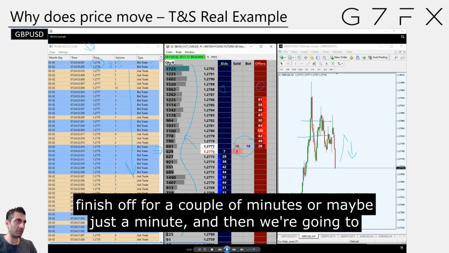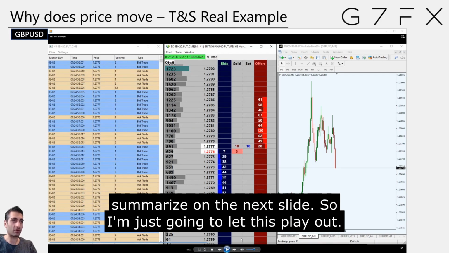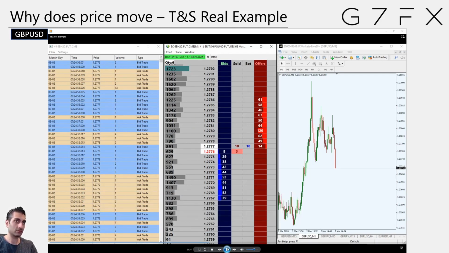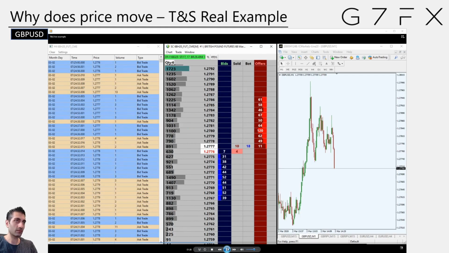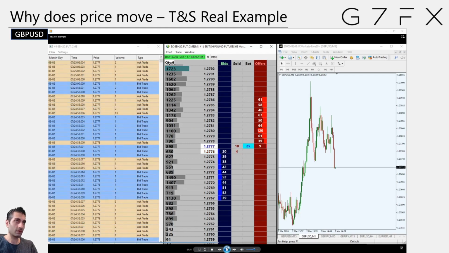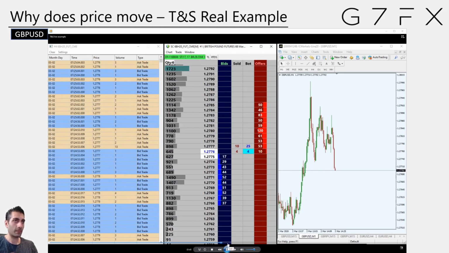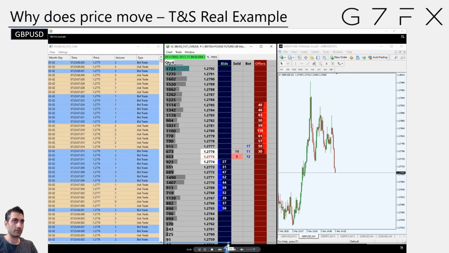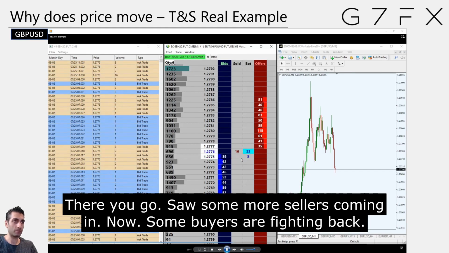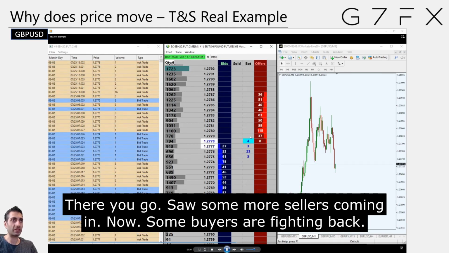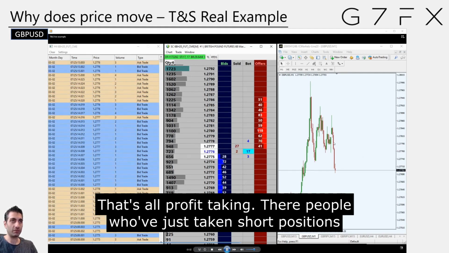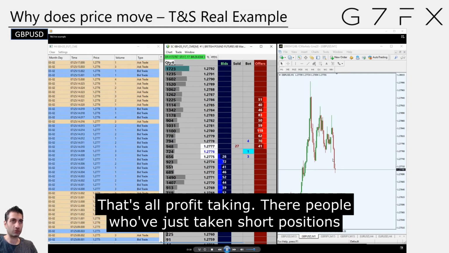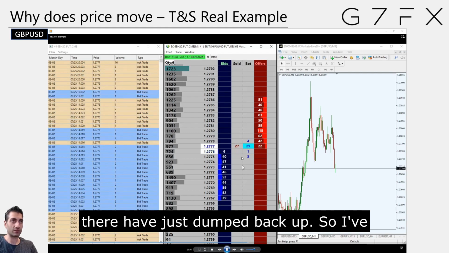We'll just finish off for a couple of minutes, or maybe just a minute, and then we're going to summarize on the next slide. So I'm just going to let this play out. There you go, you saw some more sellers coming in. Now some buyers are fighting back. That's all profit taking there. People who've just taken short positions there have just dumped back up.